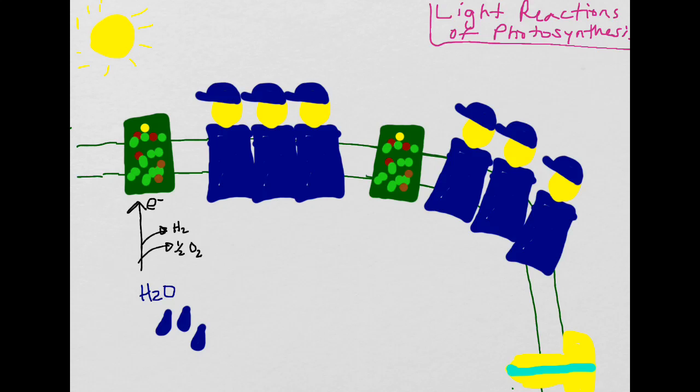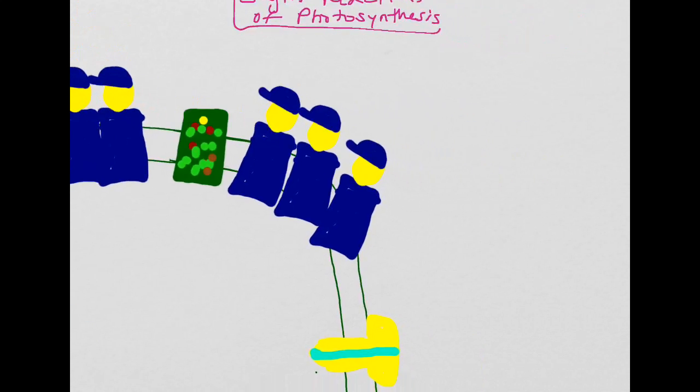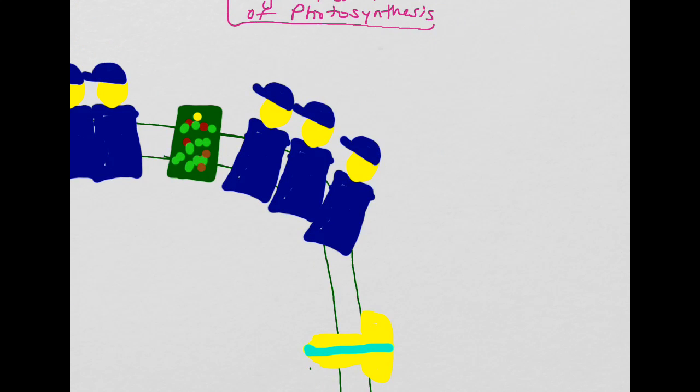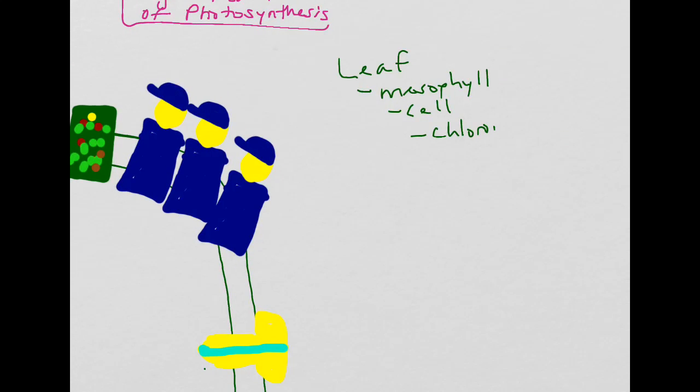Okay, so where are we in this cell? Where are we in the plant? We're in a leaf. We are in the mesophyll, which is that middle layer, the business part as I called it, of the leaf. We are in a cell. We are in a chloroplast. We are in the thylakoid.